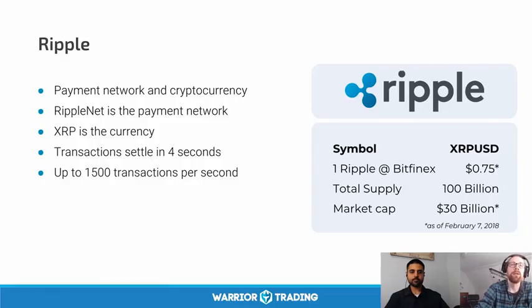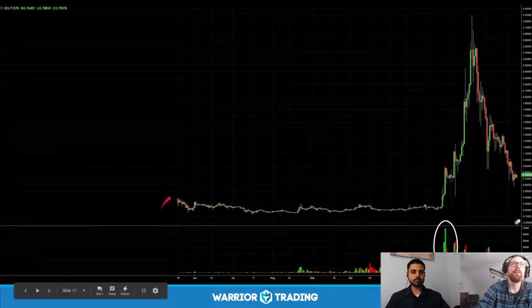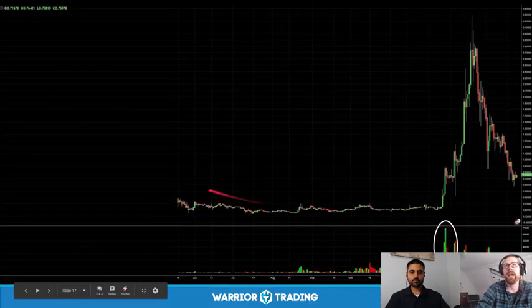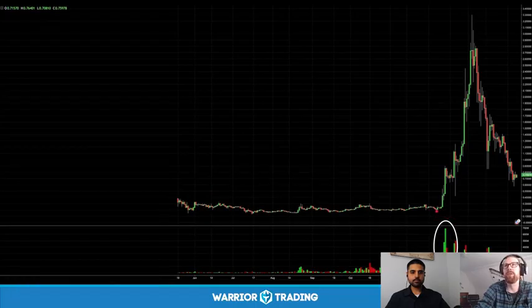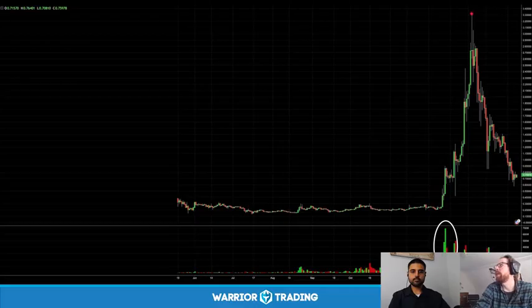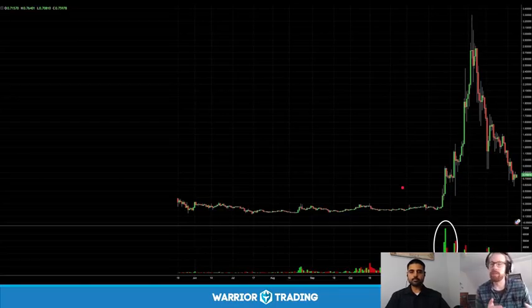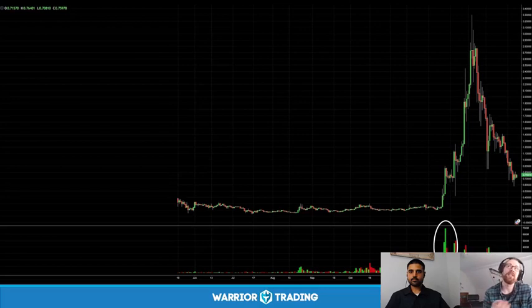Got it. Very cool. So you can see here the Ripple chart. Again, a very explosive move here from 20 cents all the way up to 3.30 and then now back down. This type of price action, we've seen in stocks a lot. Stocks that go from 30 cents, 40 cents to $3, they come back down, and a lot of times they never make their way back up. So it'll be really interesting to see if cryptocurrencies are able to hold their value.